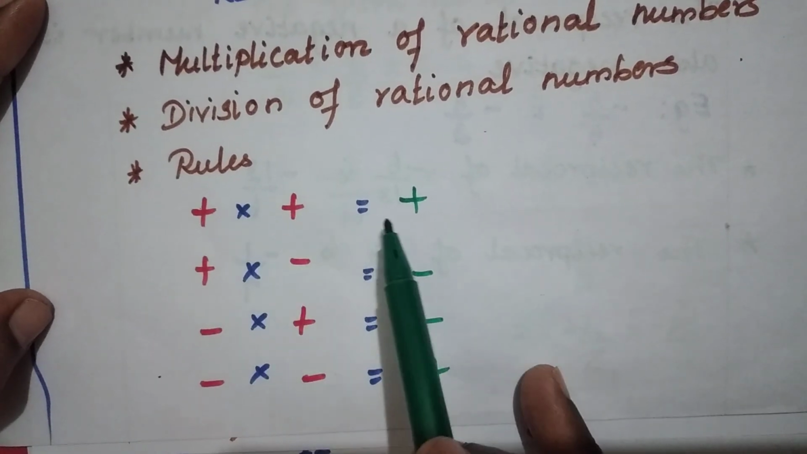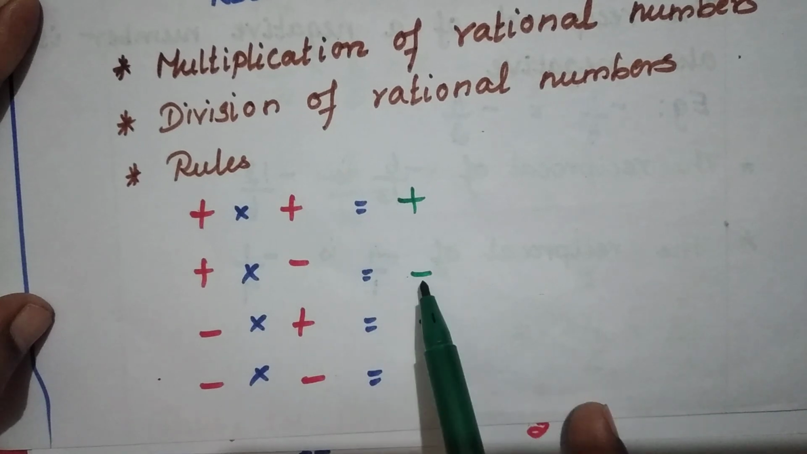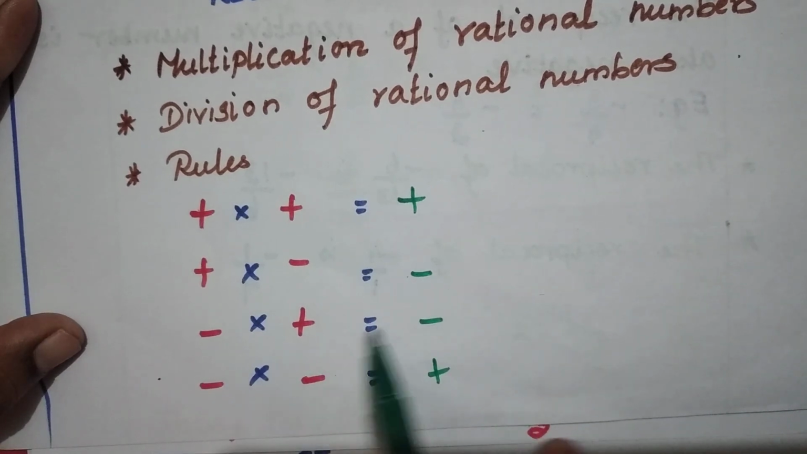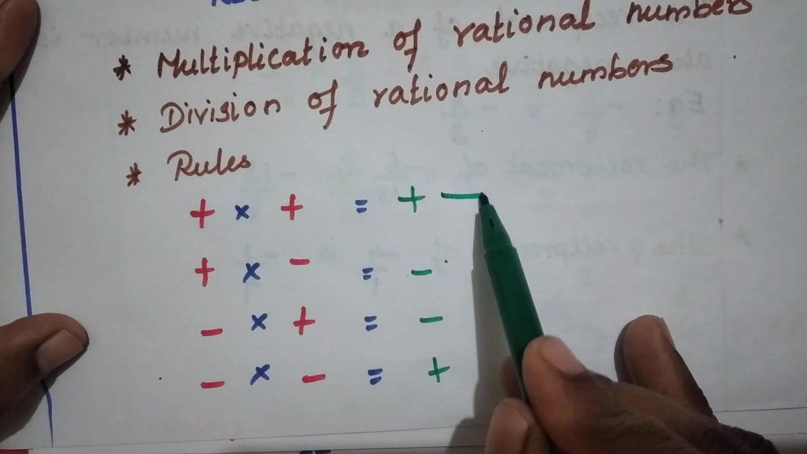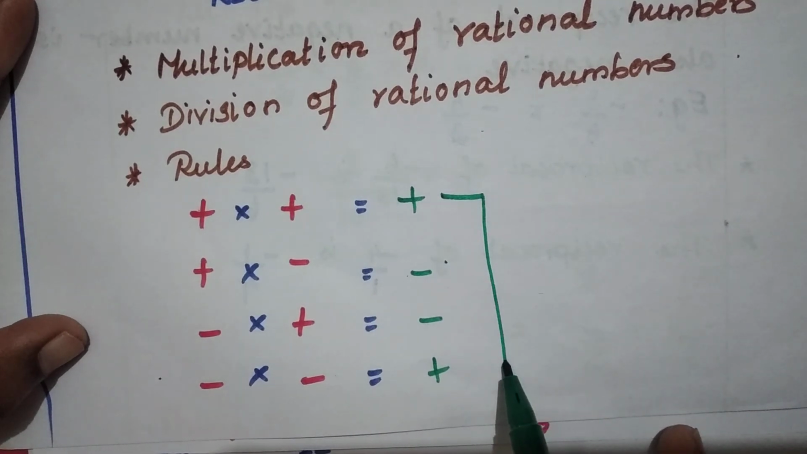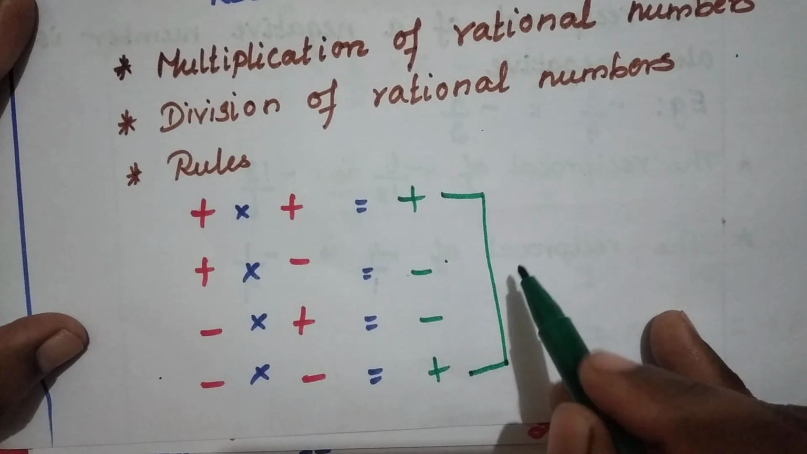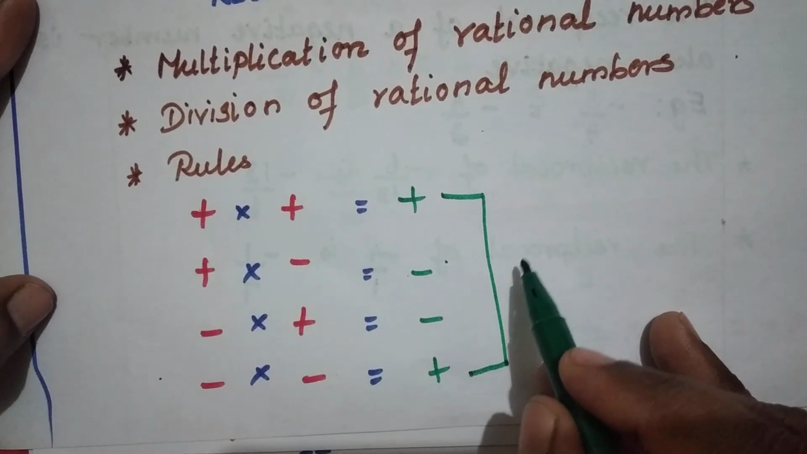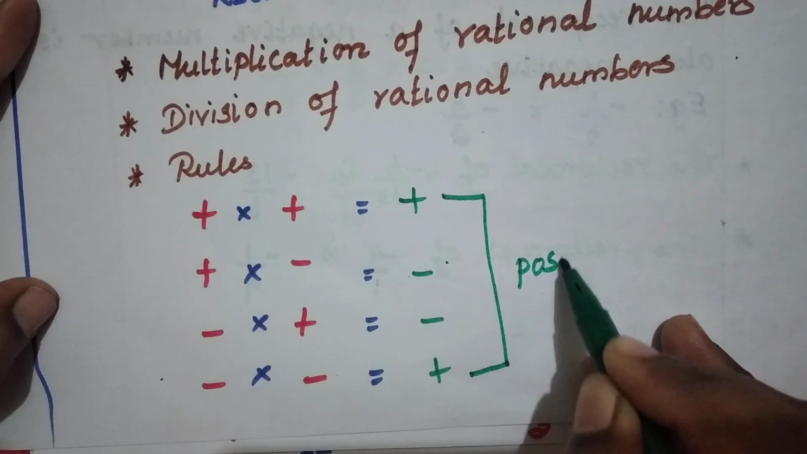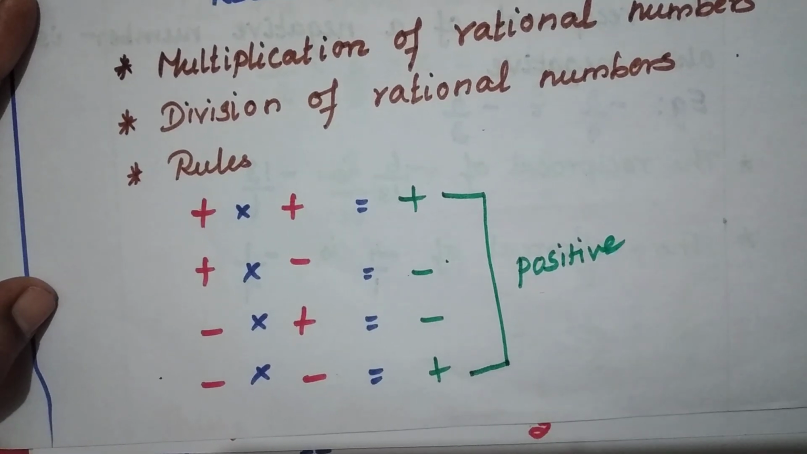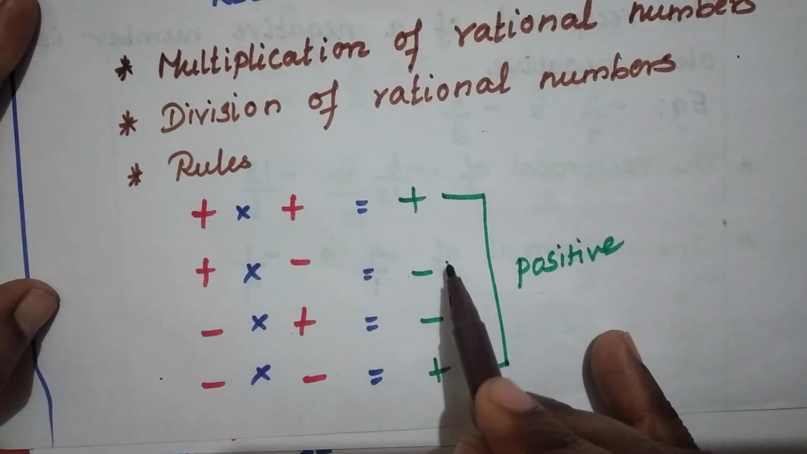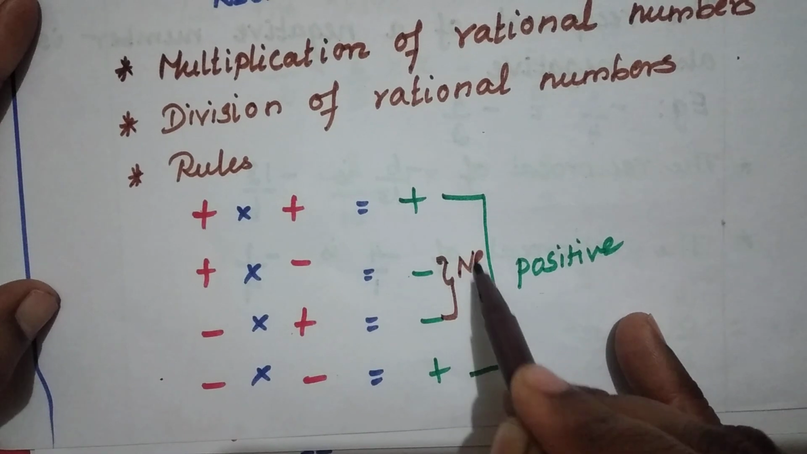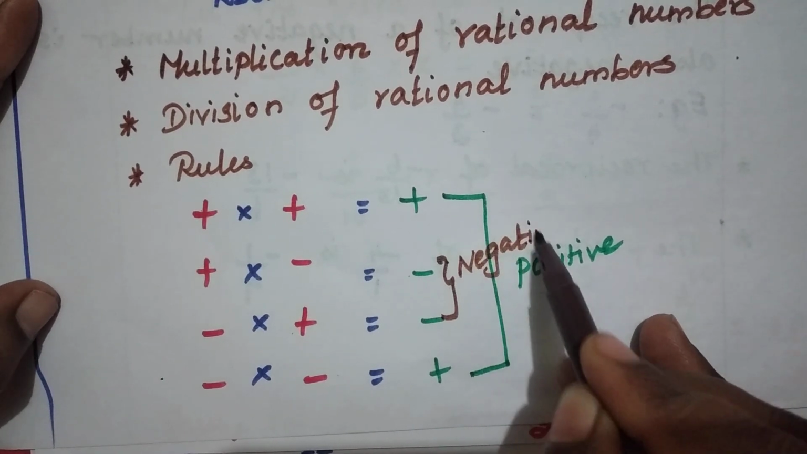Plus into plus is plus, plus into minus is minus, minus into plus is minus, and minus into minus is plus. When the two numbers are in same sign, the product will be positive. When two numbers are in different signs, the product will be negative. Is it clear, children? Yes.